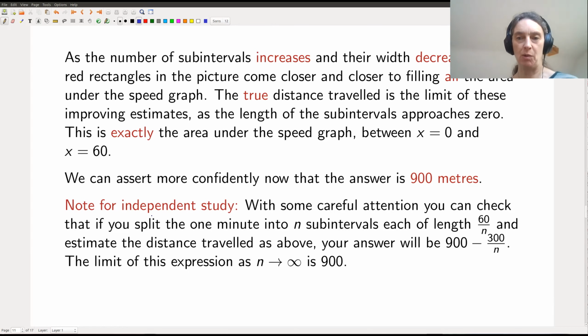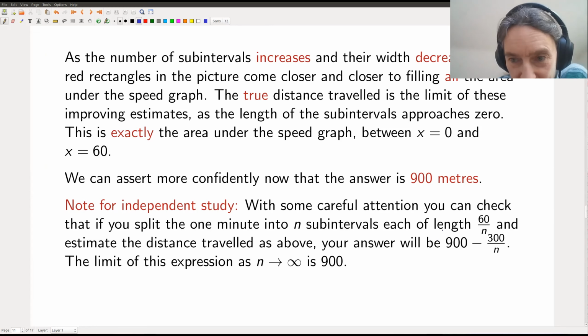So basically the picture there would be, you'd have these vertical columns, each one of them would have width 60 over n, that would be the base for the rectangles in your picture, and the height of each one would be the speed that the car is traveling at the start of that subinterval. So if you're on the fourth subinterval, you've completed 4 over n parts of your acceleration, so you can figure out the height that the fourth rectangle should have.